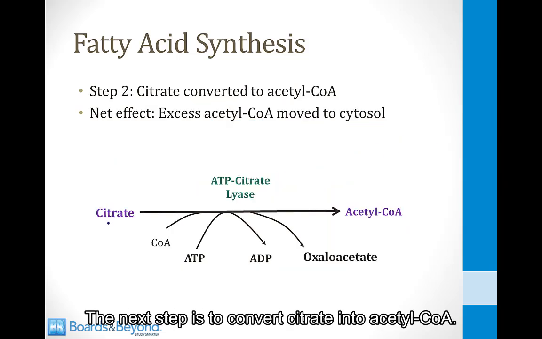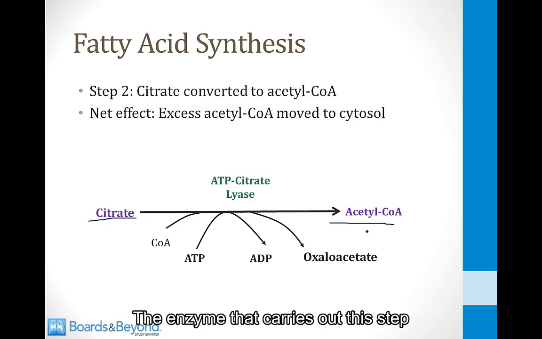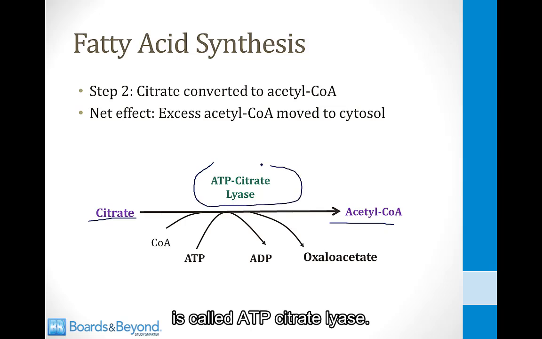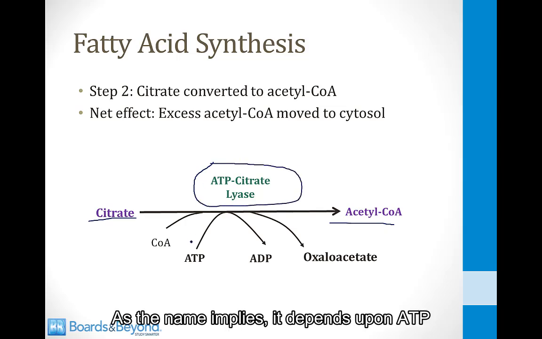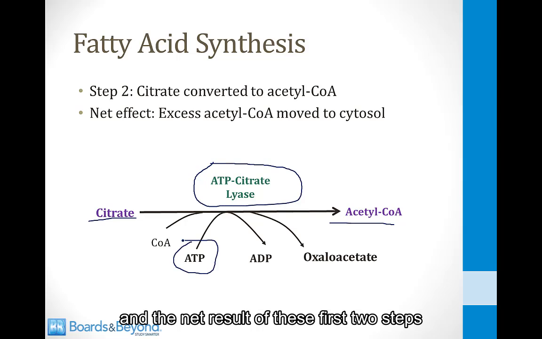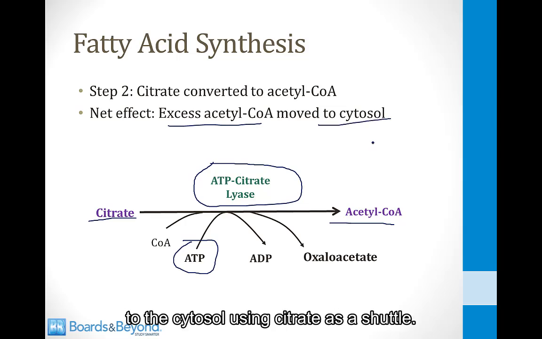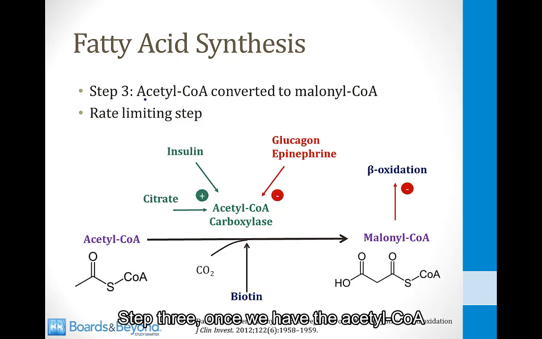The next step is to convert citrate into acetyl-CoA. The enzyme that carries out this step is called ATP citrate lyase. As the name implies, it depends upon ATP. And the net result of these first two steps is that excess acetyl-CoA will be moved to the cytosol using citrate as a shuttle. Step 3, once we have the acetyl-CoA in the cytosol where we want it, is to convert the acetyl-CoA to malonyl-CoA.